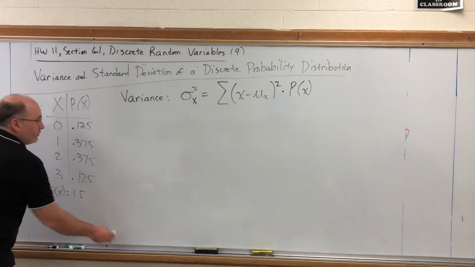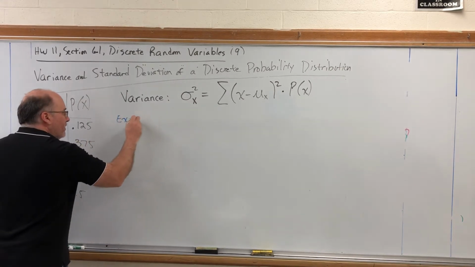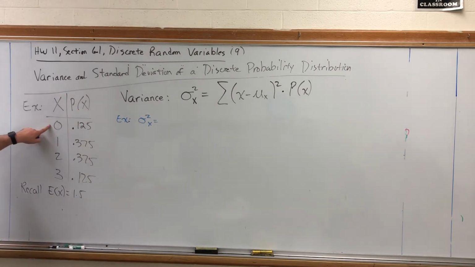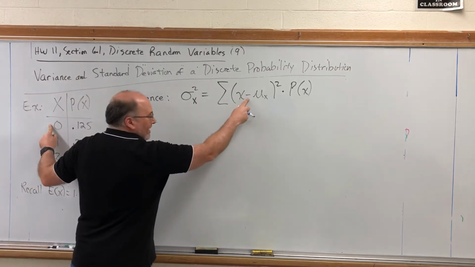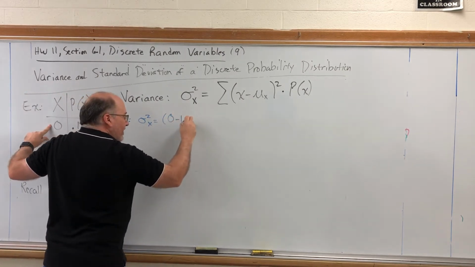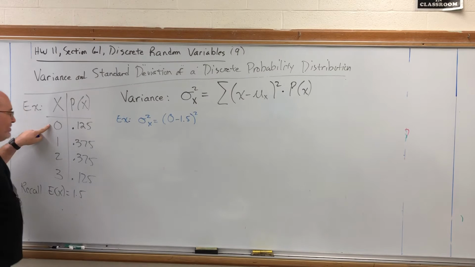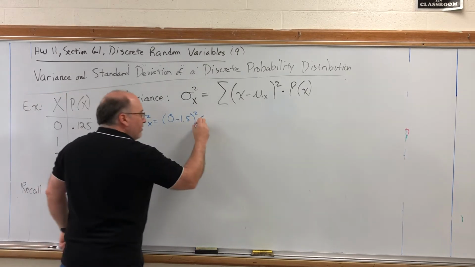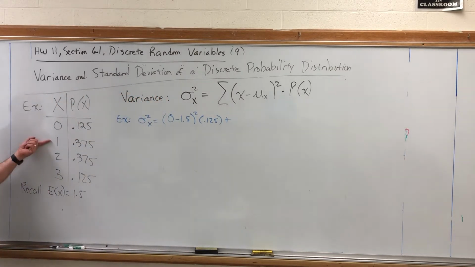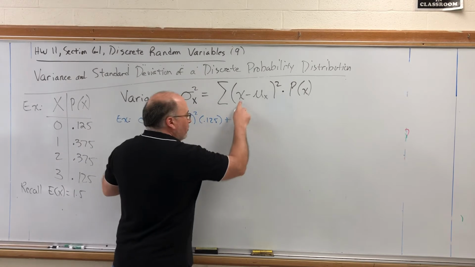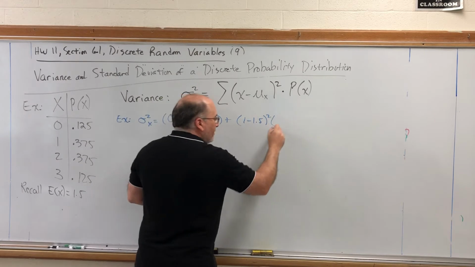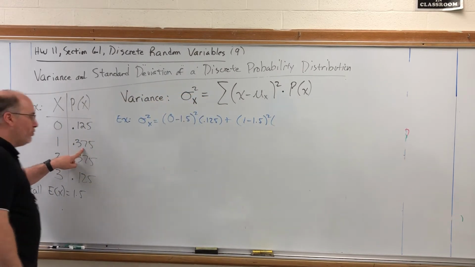So for this one, to find the variance, we would need to do the following for each value. First, subtract the value minus the mean. The mean was 1.5. So 0 minus 1.5. That difference gets squared, and we multiply times the probability, 0.125. And then we do the same thing for each value of x. So when x equals 1, we do 1 minus the mean, so 1 minus 1.5. That gets squared. And we multiply by the probability, which was 0.375.